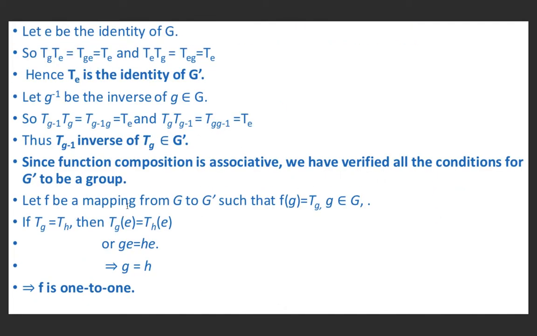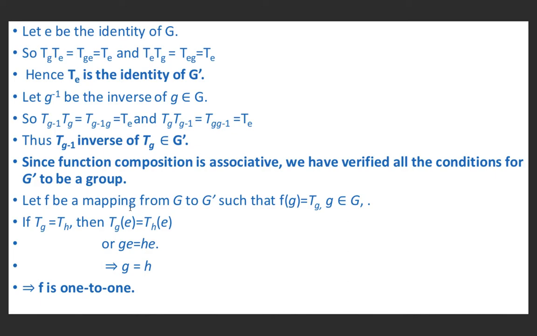Let f be a mapping from G to G' such that f(g) = T_g for g belonging to G. Now we will show that this mapping is an isomorphism. To prove that G and G' are isomorphic, first we define a function, then we prove that the function is 1-1, then we show that the function is onto, and in the last step we show that the function preserves the group operation.